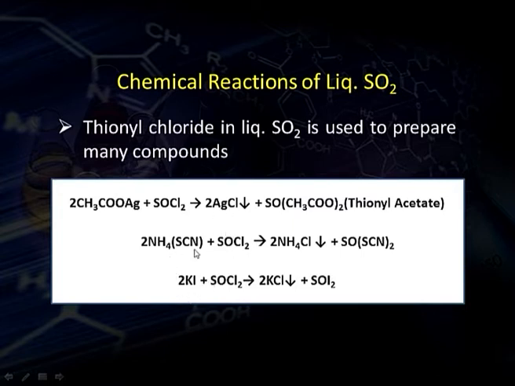Similarly, we have ammonium thiocyanate. It reacts with thionyl chloride to form a precipitate of ammonium chloride plus thionyl isocyanate. So, again ammonium chloride can be formed by this reaction. This can be removed by filtration. Next, we have potassium iodide, which reacts with thionyl chloride to form a precipitate of KCl, that is potassium chloride, which can be removed from the solution.